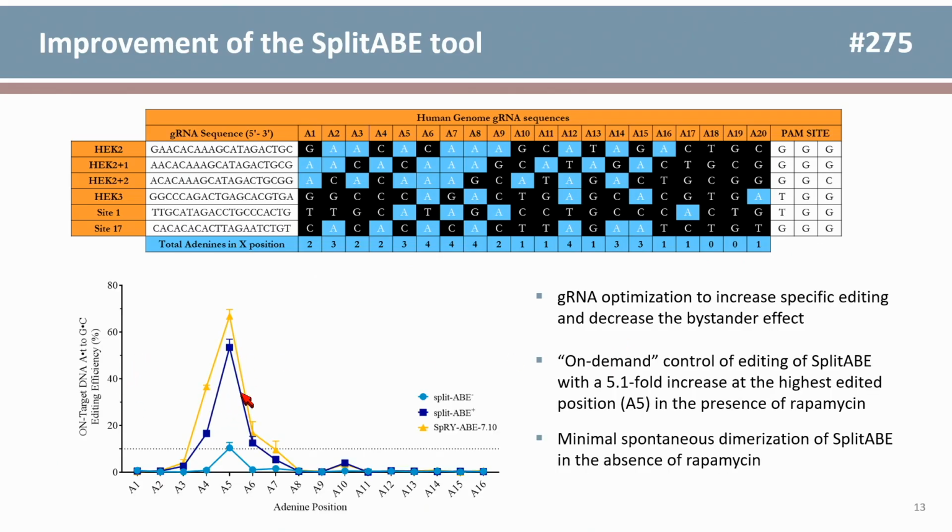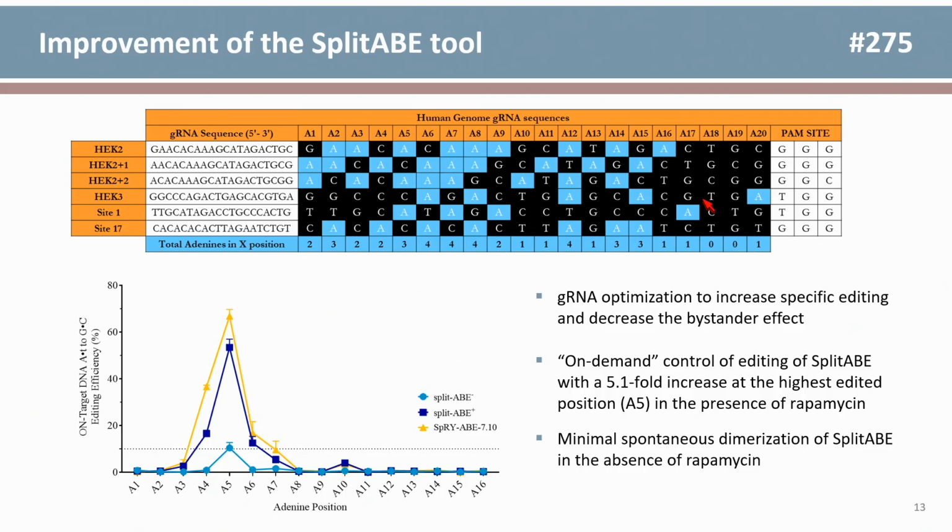We observed, doing this transfection of the construct in HEK cells, so these are not the BCIs, on-demand control of the editing of the split ABE, the one here in dark blue, with a 5-fold increase compared to the control conditions. We also observed that the split ABE has a very similar editing window to the intact ABE, and we observed minimal spontaneous dimerization of split ABE and low levels of editing, even in the absence of rapamycin. If you want to know more specifically about these improvements of the split ABE tool, please visit Joana Alves at poster 275.